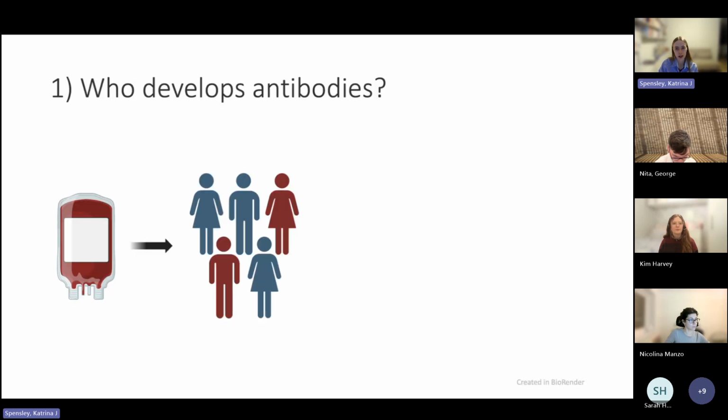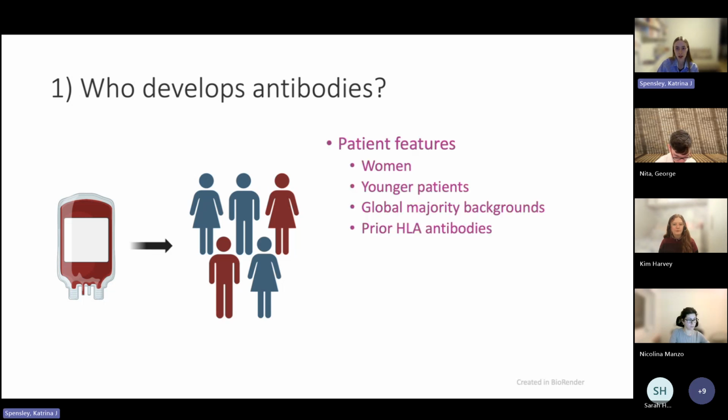So the first part of this work has been exploring who develops HLA antibodies, because this helps us to make predictions about whether a future individual is likely to develop antibodies if they receive a blood transfusion. What we've seen so far is there are differences in the individuals who develop HLA antibodies. So women are more likely to develop HLA antibodies, as are younger patients. I've also found individuals from global majority backgrounds tend to develop HLA antibodies more as well. Finally, I've spotted that individuals who already had HLA antibodies before they received a blood transfusion are more likely to have new HLA antibodies after the transfusion, compared with people who had no antibodies before the transfusion. We'll need to do a bit more work to look at this in some more detail.